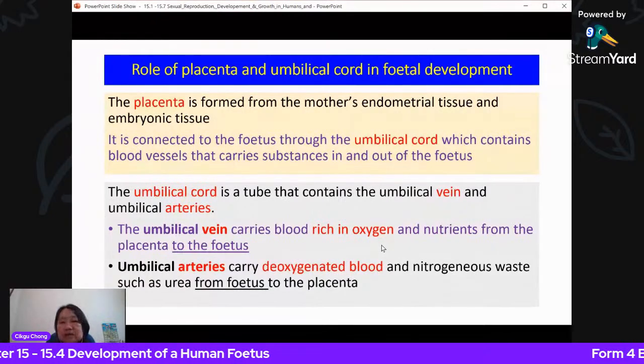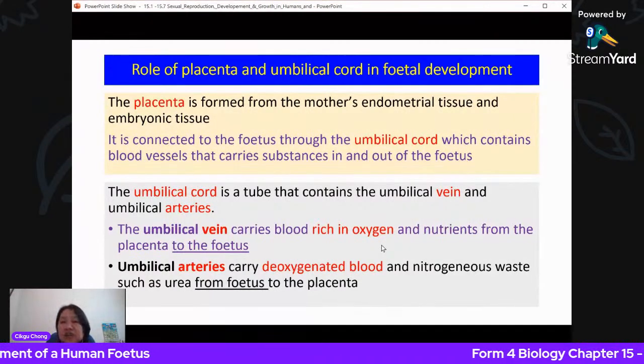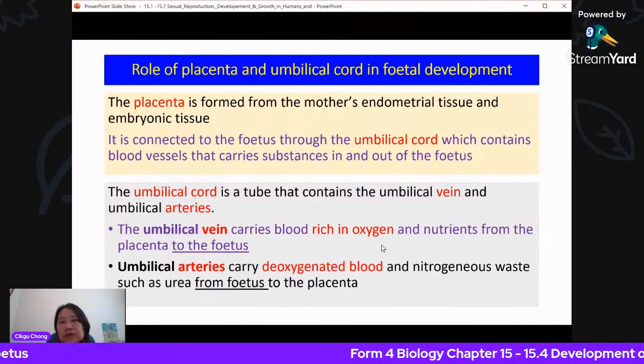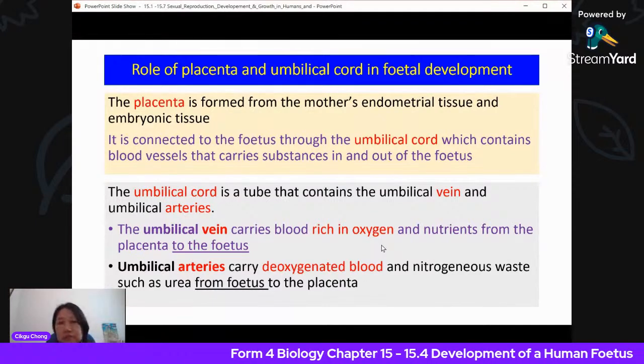Now you just need to remember this concept. When you talk about the umbilical cord, you're talking about the vein and the arteries from the viewpoint, direction of flow, of the fetus.